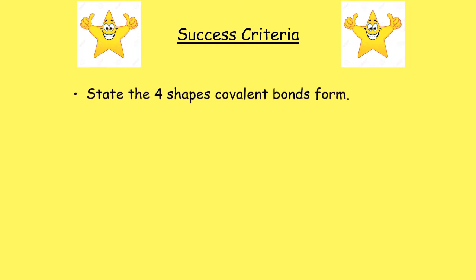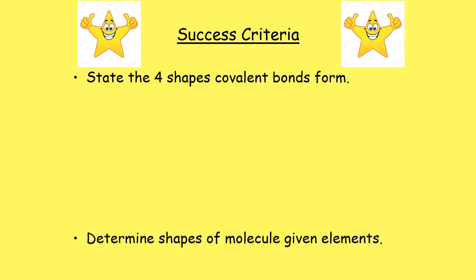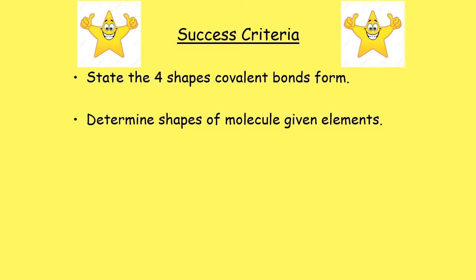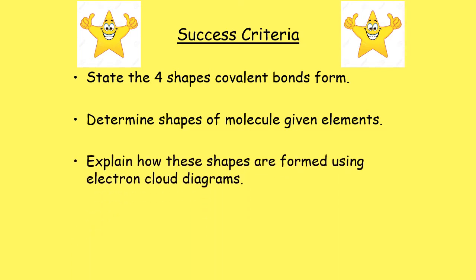So our success criteria: be able to state the 4 shapes that covalent bonds form, determine the shapes of molecules given the elements that they're made out of, and explain how these shapes are formed using electron cloud diagrams.